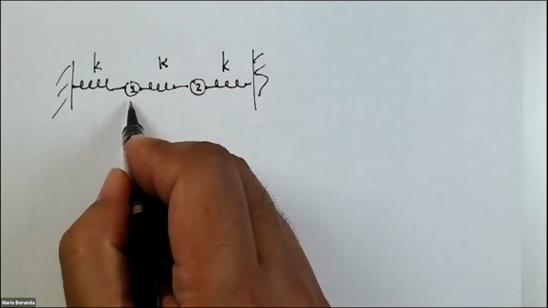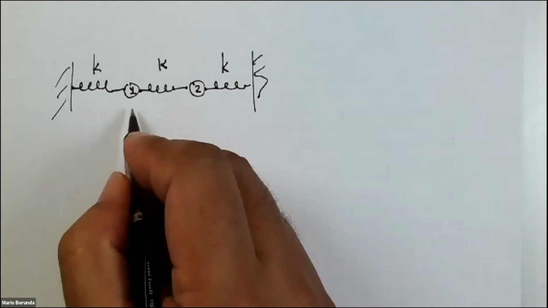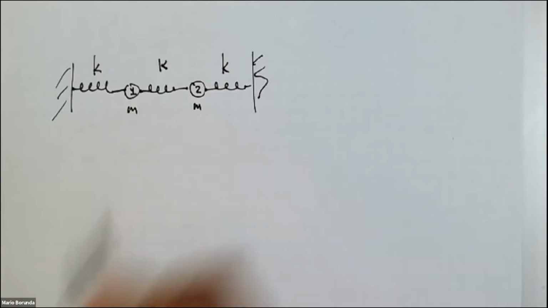So this is mass 1, this is mass 2. Let's assume they're both mass m for simplicity. We assume that this spring K and K are the same constant. And then you have the kappa spring. I don't remember if we did this one in particular in class, but we saw something with springs. Maybe it was a pendulum? Yeah, it was a double pendulum, right?